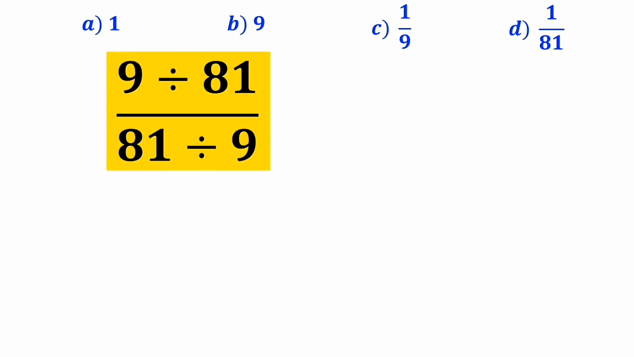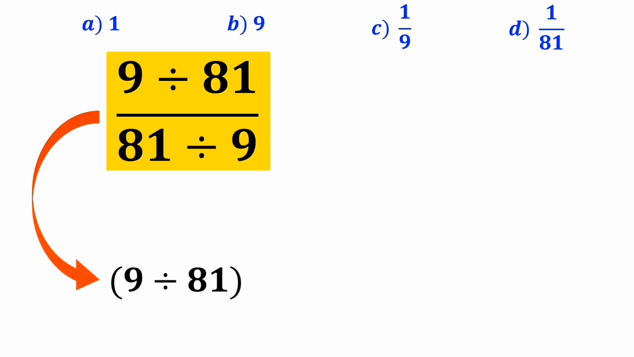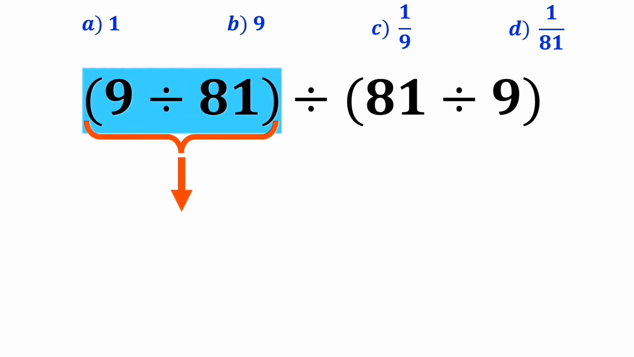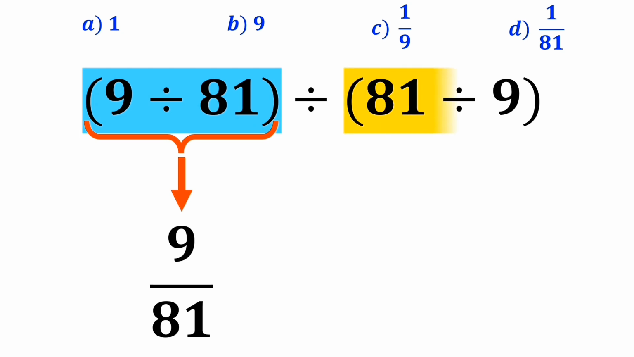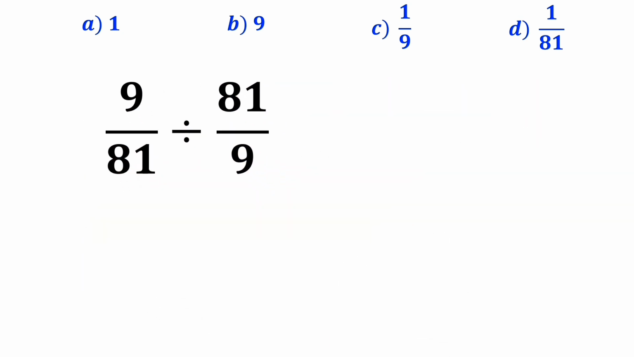First, we'll write this expression in the following form. 9 divided by 81, then divided by 81 divided by 9. Now instead of the part that I've marked in blue, we write the fraction 9 over 81. And for the part that I've highlighted in yellow, we write 81 over 9. At this point, we need to simplify the entire expression.